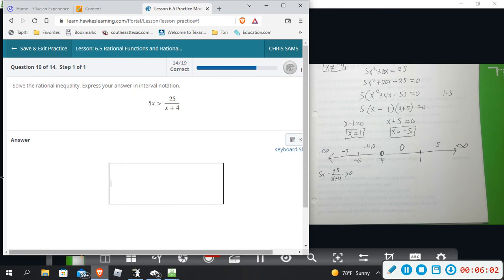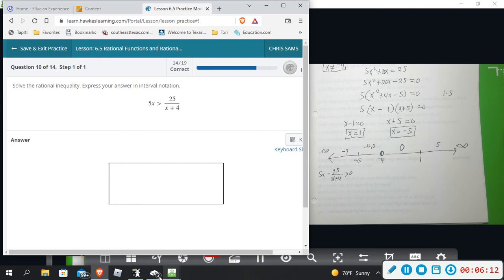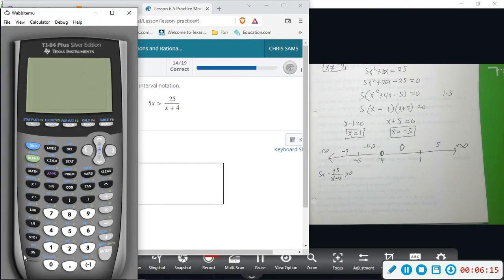What I would do, like I said, if I was doing this by hand, I would plug in these test values, there's 4 of them, into this expression one at a time and see if I get something greater than 0. But again, it will take time, so I'm just going to use a calculator.